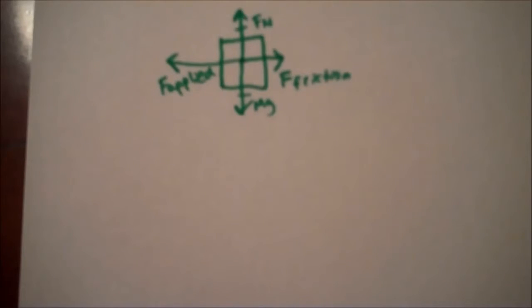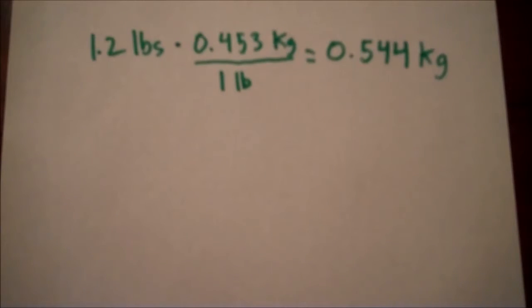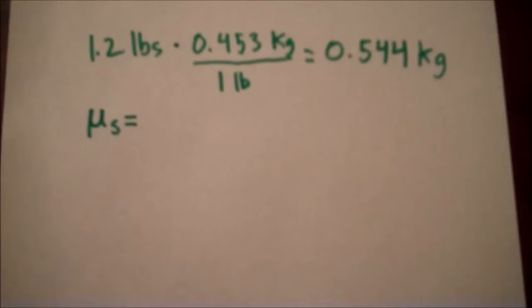Next we're going to calculate the minimum amount of force that can be applied to the book for it to change from experiencing static friction to kinetic friction. The book weighs approximately 1.2 pounds, or 0.544 kilograms. The estimated static friction coefficient between the plastic cover of the book and the wood table is approximately 0.3. We now have the information needed to solve this problem.